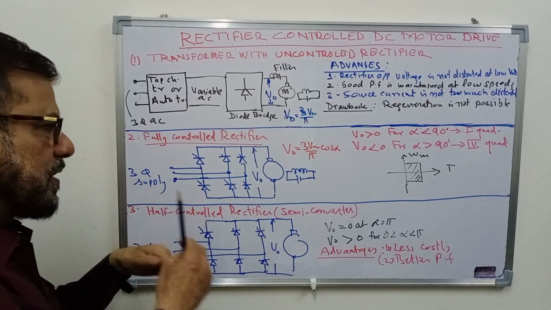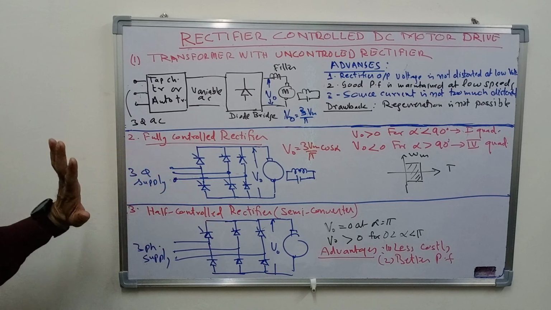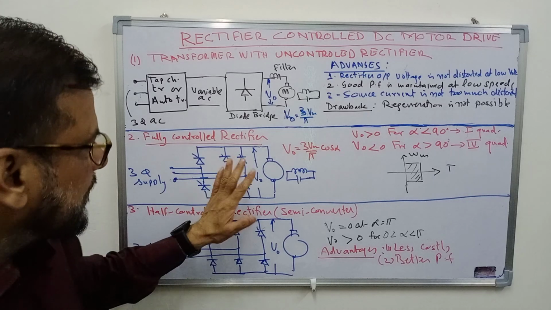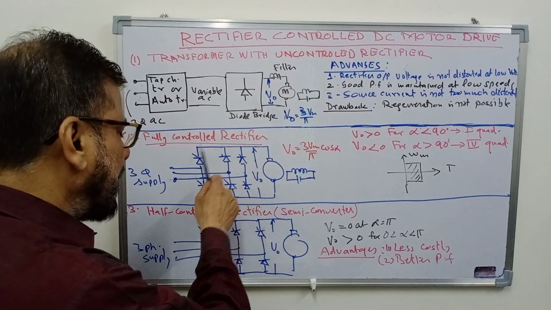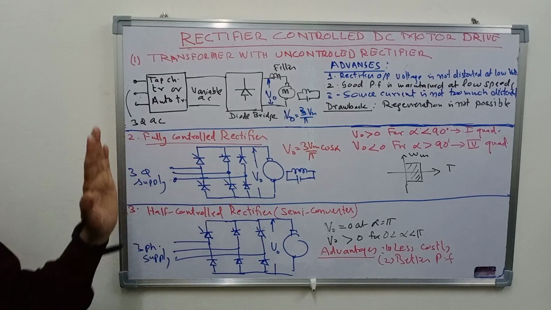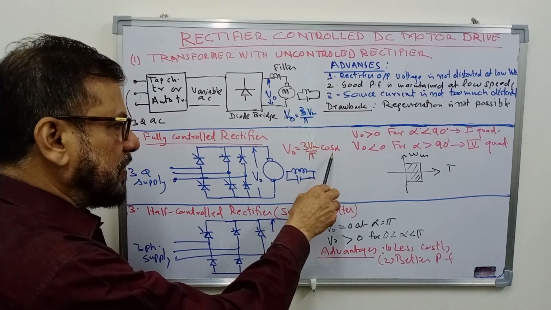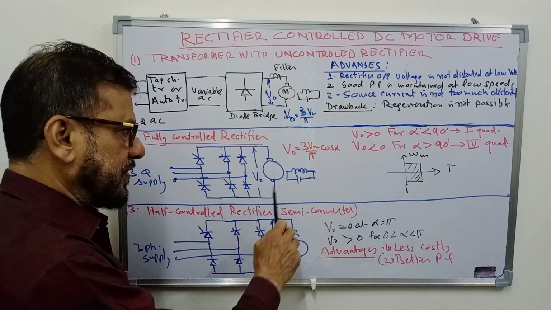So for ratings of say 10 kilowatt or more, we have to use a three phase supply here. So this is the case here. We are using a diode bridge here. I have shown a diode bridge here. There may be many other topologies. In this case, the output voltage depends on the firing angle of these thyristors.